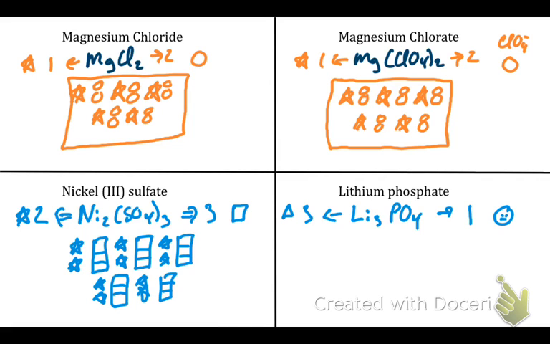So lithium 3 phosphate, 3 lithiums. So I need 1, 2, 3 lithiums. And then I need 1 smiley face. Make it smile. There we go. Then I need 3 lithiums. Then I need 1 smiley face. And once again, I repeat the pattern, 4 to 5 times so that folks can see the pattern.